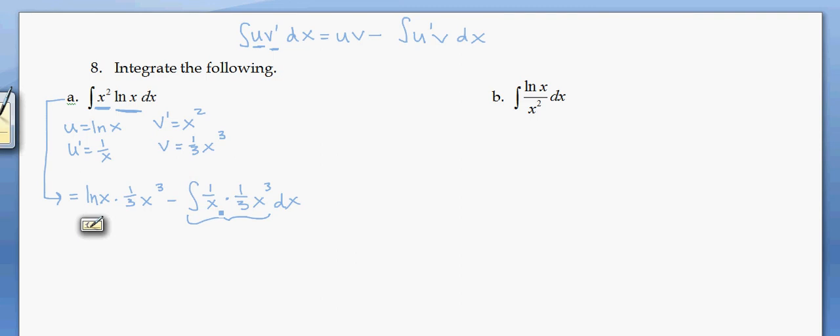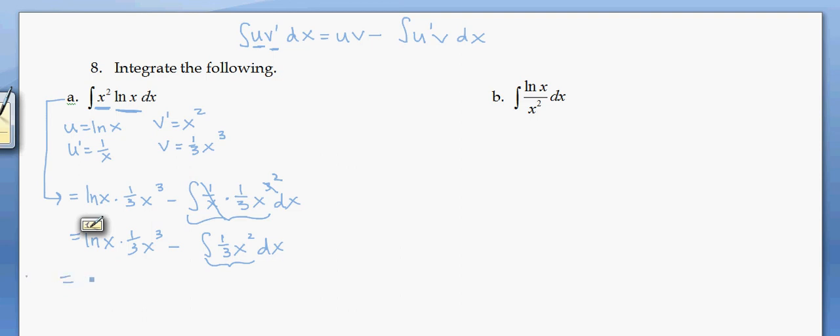So we have to be looking out for algebra, and this sometimes is a mistake students make. We don't want to take the antiderivative of each term individually. It's a product, so we have to look for algebra. We have an x in the denominator. That's going to cancel with one of these x's here. So really what we have here is the natural log of x times 1/3 x cubed minus 1/3 x squared. And now we see this is in fact something we can easily integrate.